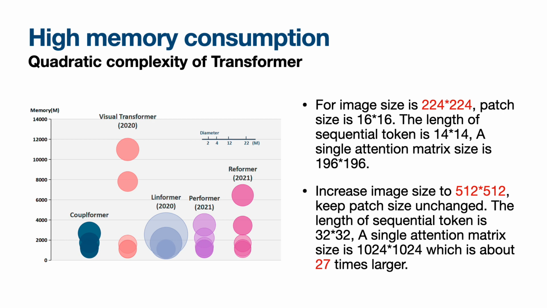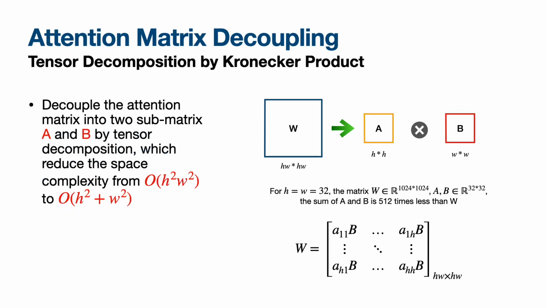But in some medical image recognition scenarios, the lesion region is relatively small in the image. A larger input image size is requisite for feature extraction, and when we increase the input image size to 512 × 512, the attention matrix size will come to 1024 squared, which is about 27 times larger. This means we need 27 times more computing resources to keep the same training recipe, which is unacceptable for small companies and research groups. To tackle this problem, we propose Couplformer based on coupling attention.